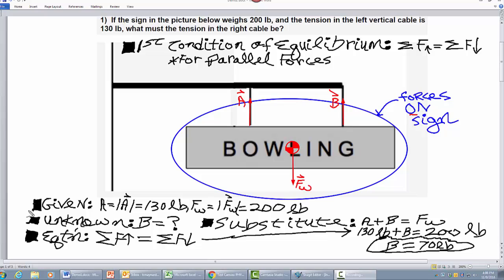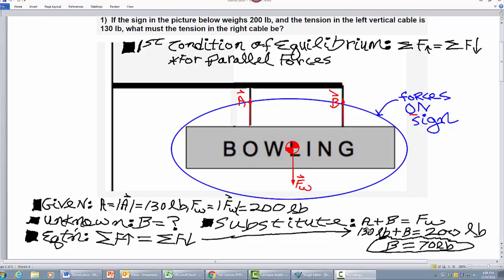We go through the problem-solving process. The givens are the magnitude of A is 130 pounds. The weight has a magnitude of 200 pounds. The unknown is the magnitude of vector B. The equation is the first condition of equilibrium. The magnitude of all the upward forces summed is equal to the magnitude of all the downward forces.